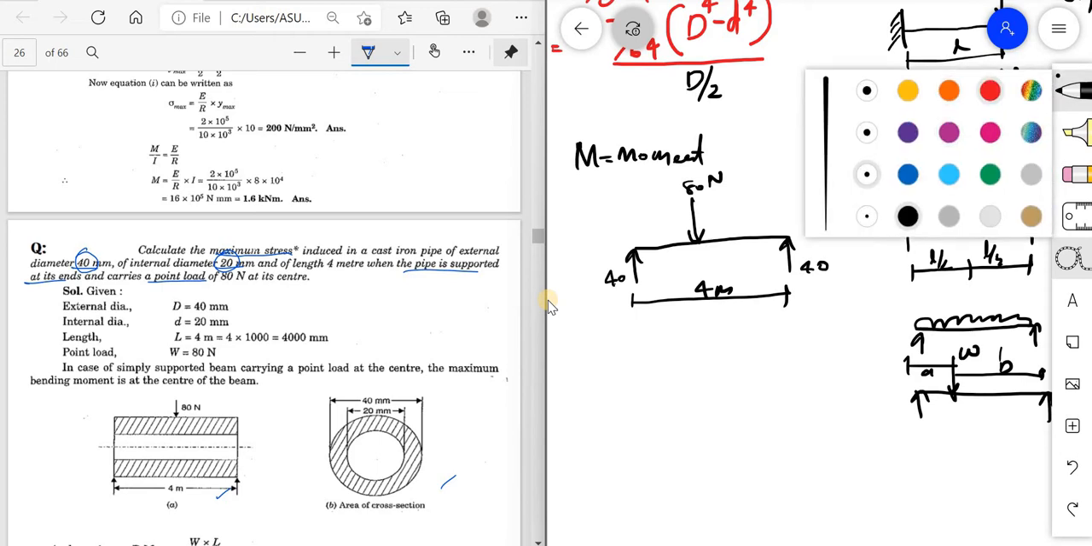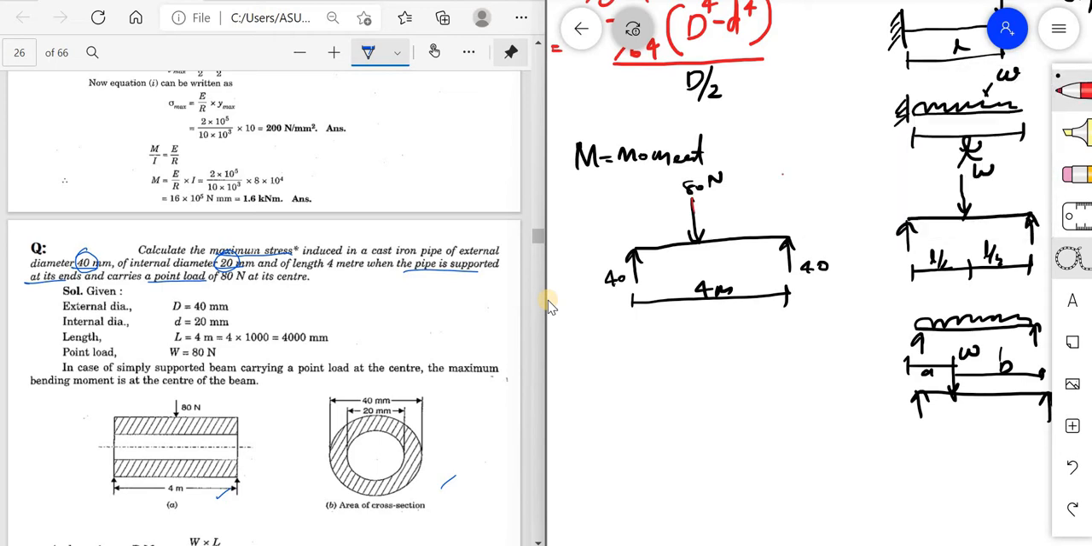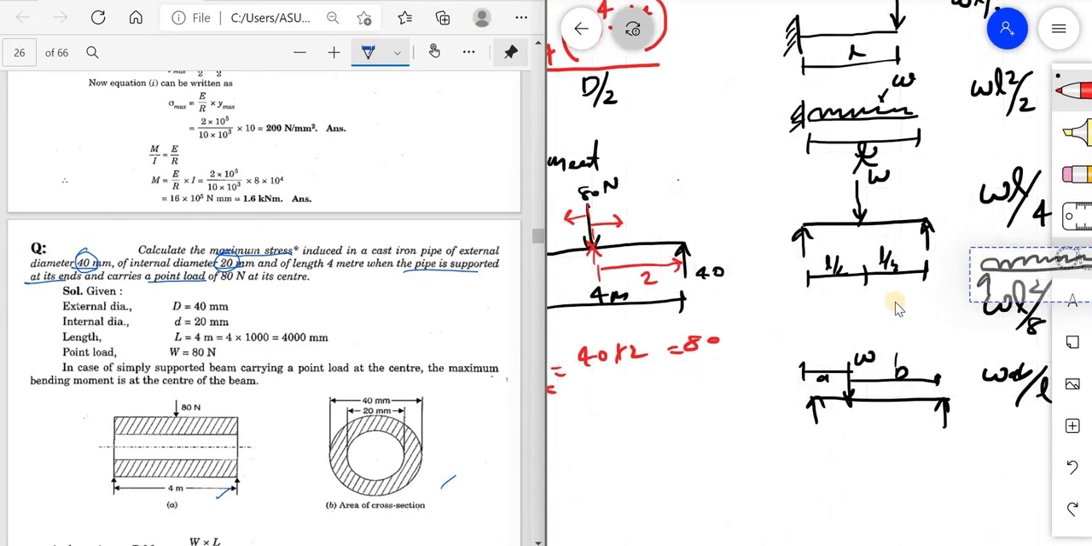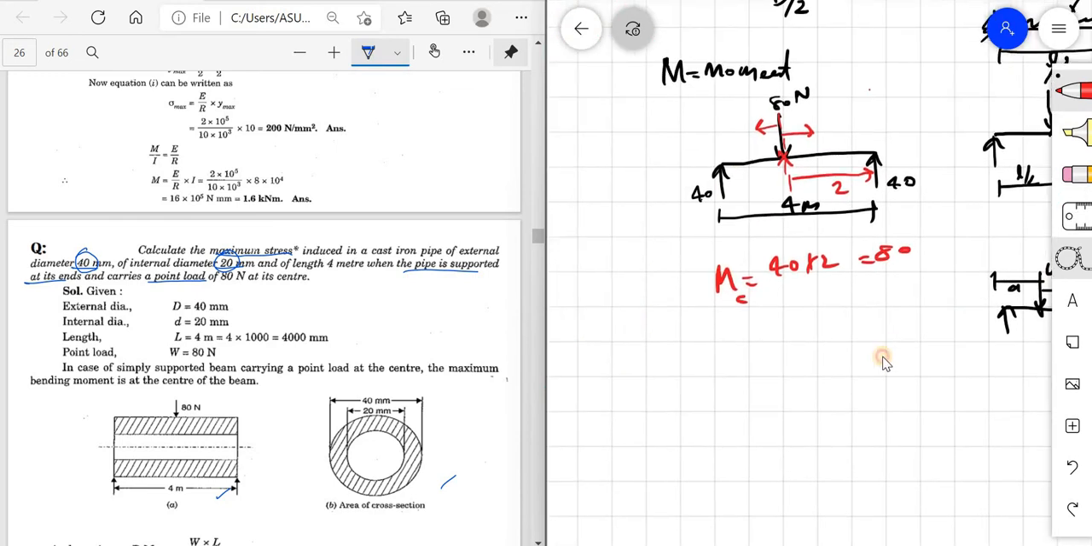The maximum bending moment will be at this point. So from this point, how can I find out the bending moment? Either I can take the moment to the left or to the right. If I am taking to the right, the bending moment at the center will be 40 into the perpendicular distance, which is 2. 40 into 2, that is 80. Again, the same equation I am using here. What is the equation? W L by 4. If I am using that also, I will be getting the same value only.